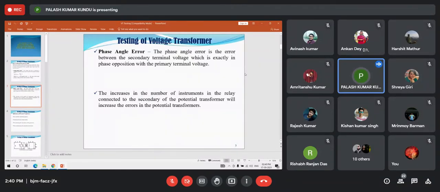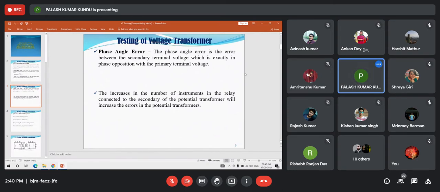So an increase in the number of instruments and relays connected to the secondary of the potential transformer will increase the error in the potential transformer. So that means there are two types of error. Today the objective of the laboratory is to find out the error based on the experimental results or observations.